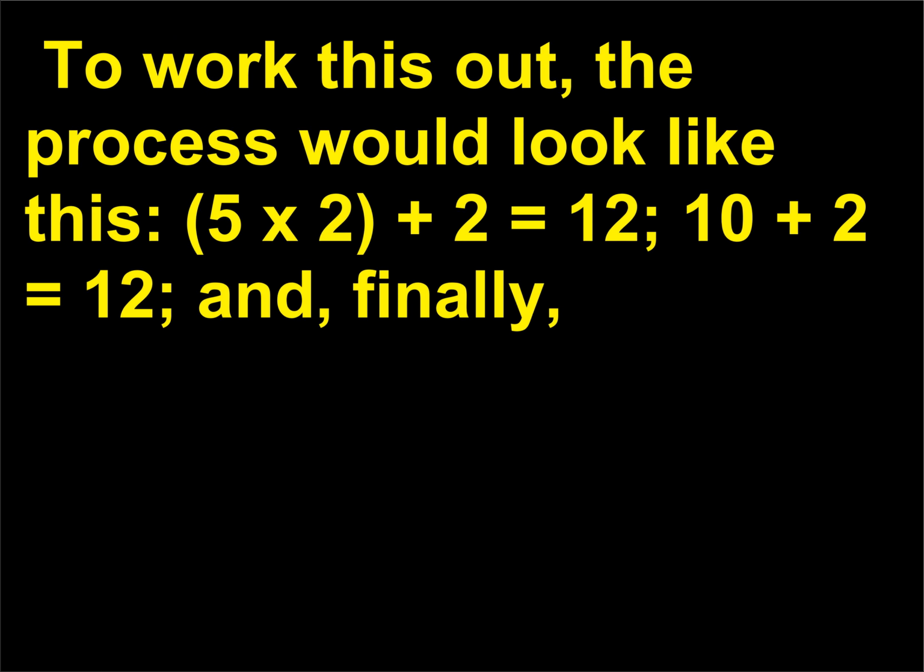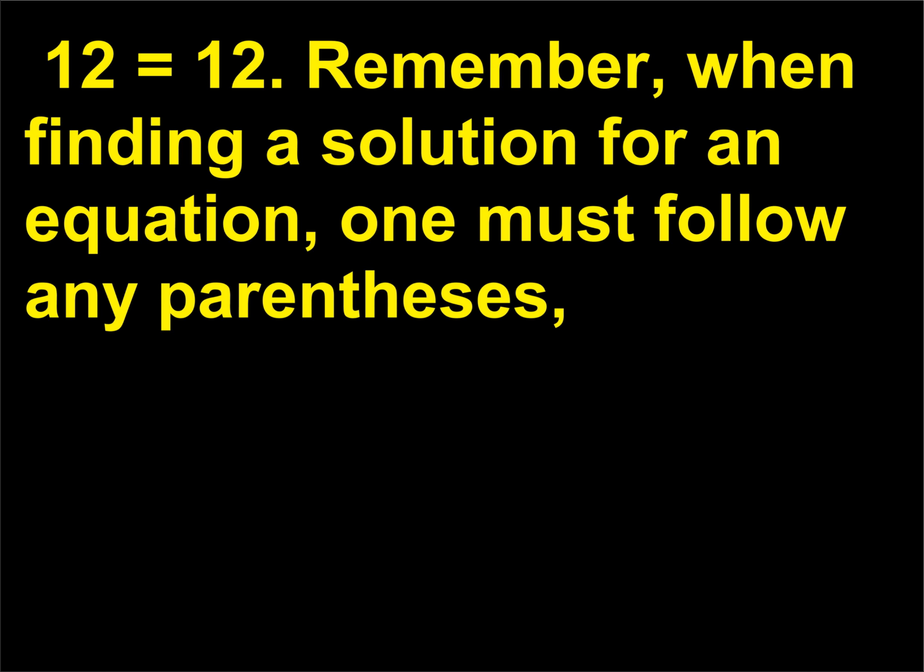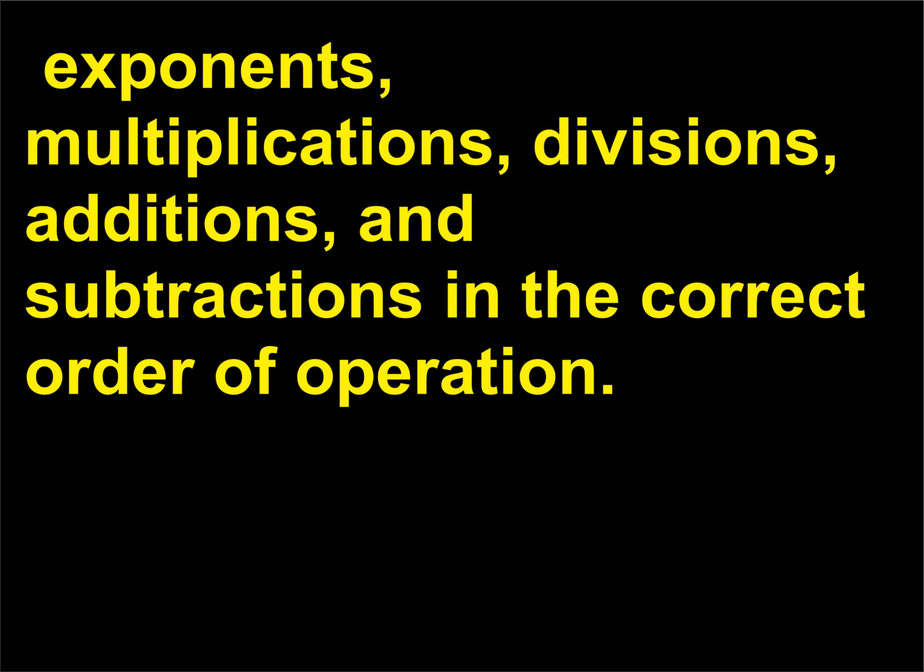To work this out, the process would look like this: 5 x 2 plus 2 equals 12, 10 plus 2 equals 12, and, finally, 12 equals 12. Remember, when finding a solution for an equation, one must follow any parentheses, exponents, multiplications, divisions, additions, and subtractions in the correct order of operation.